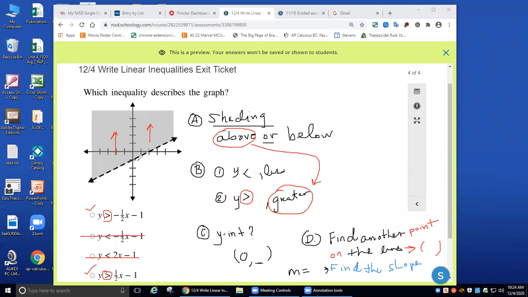Can someone tell me where does it cross the y-axis at? 0, comma what? Thank you, Louis. 0, comma -1. So we know that is the correct y-intercept. Now let's choose another point.